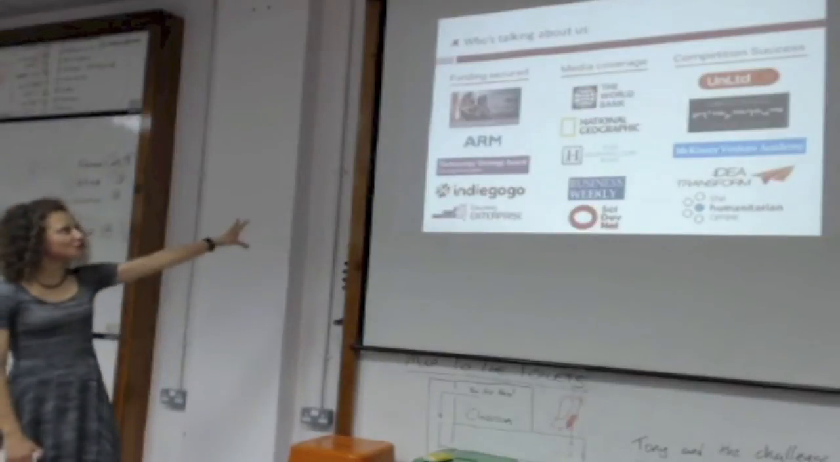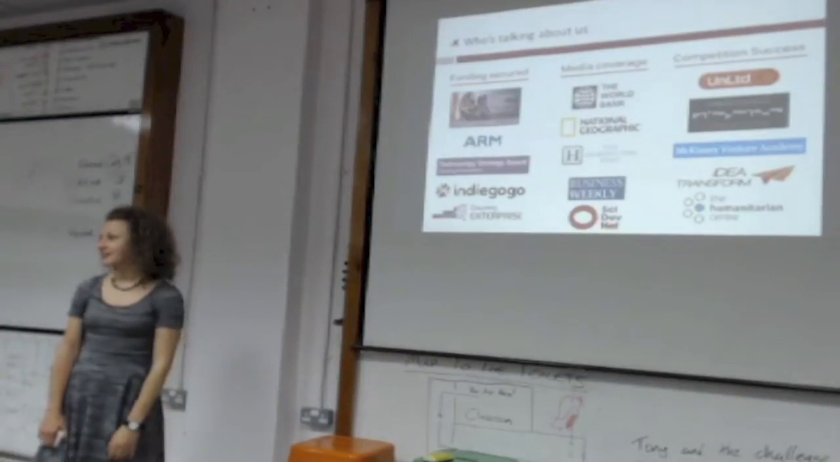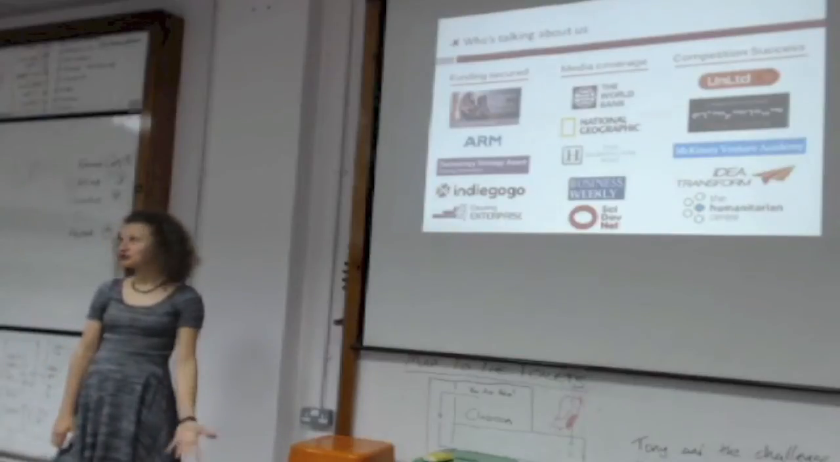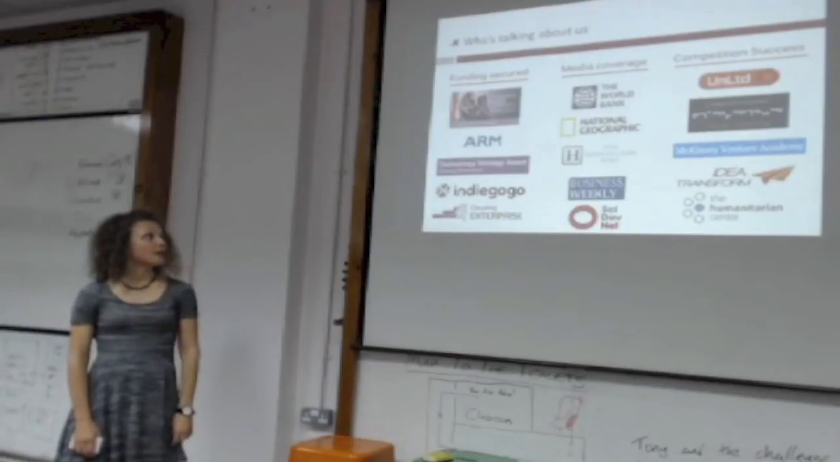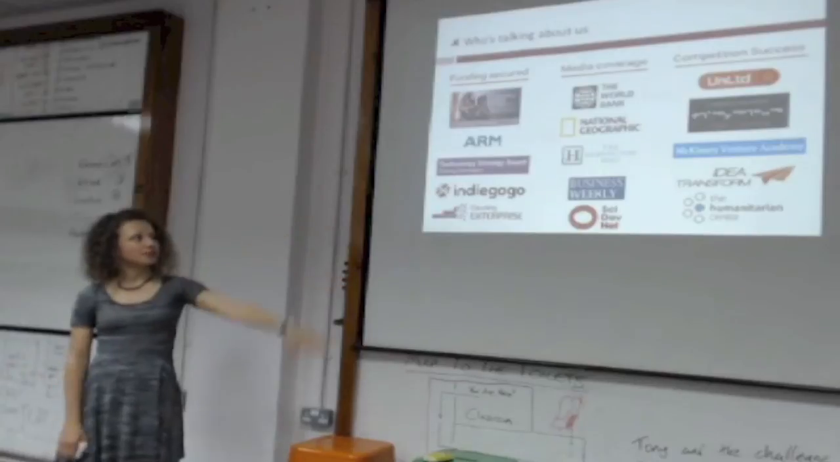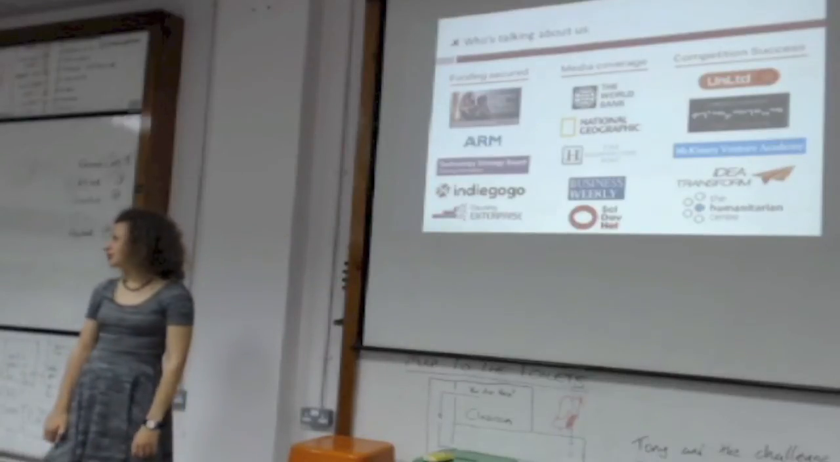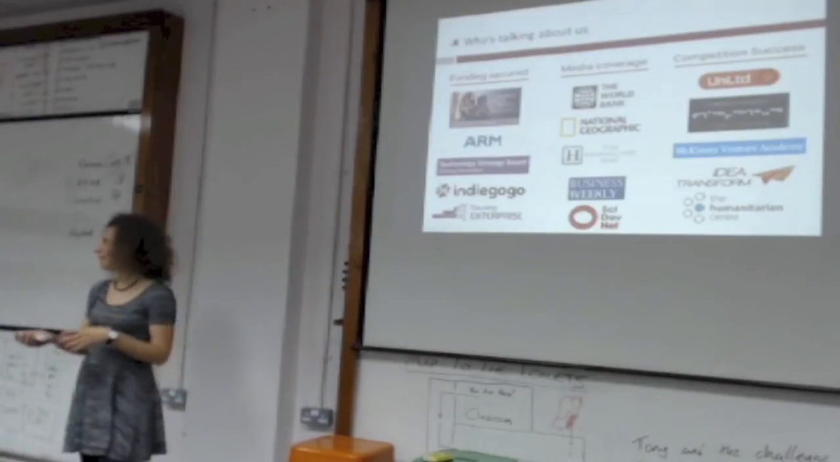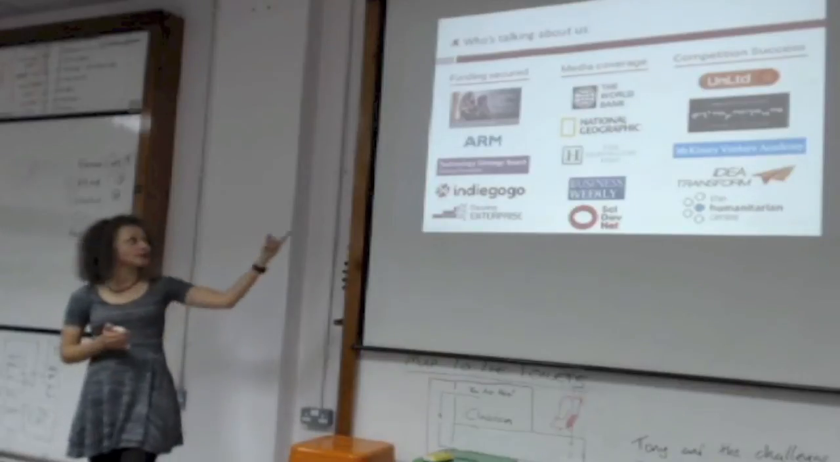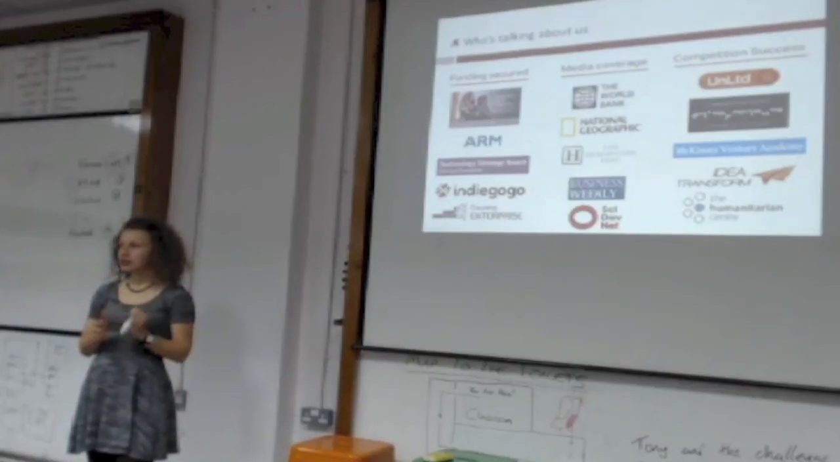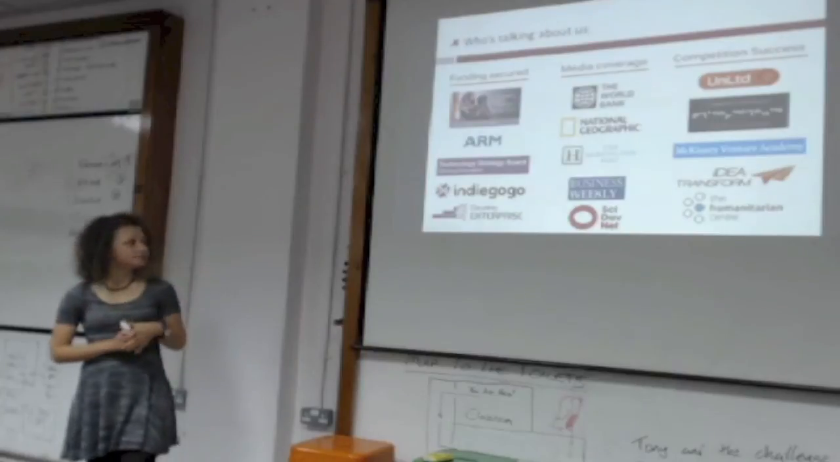Just an overview. We got a lot of media coverage in the last 2 months. These are also some student competitions that we participated in, which enabled us to survive for a year. So we got 1K, 5K student competitions. We also got a small TSB grant. Initially, this is how we all started.